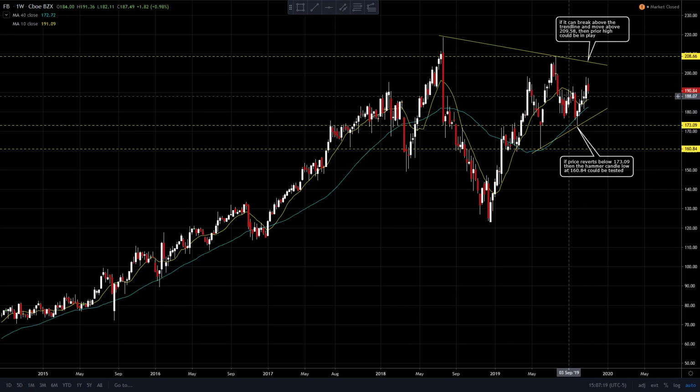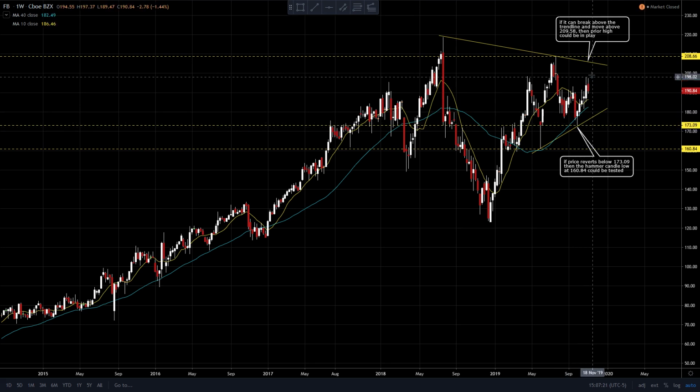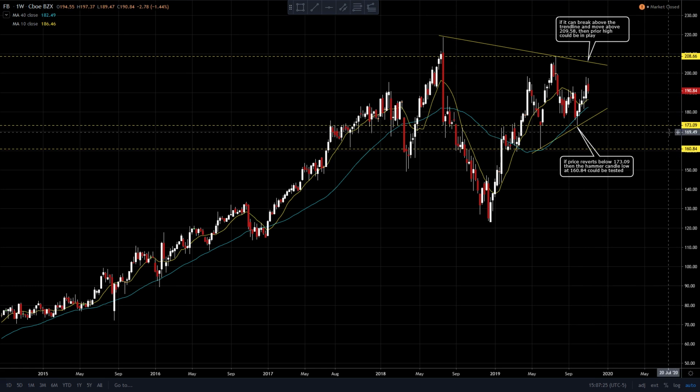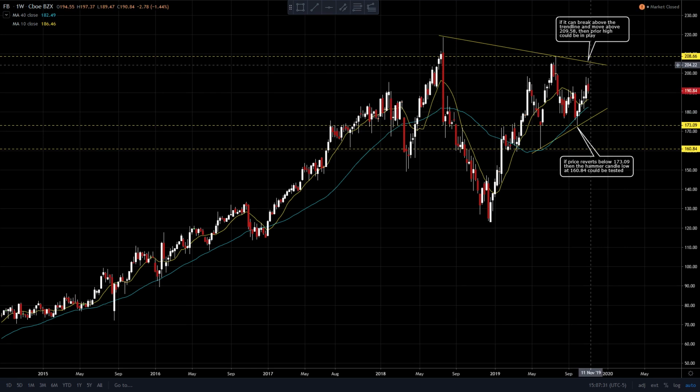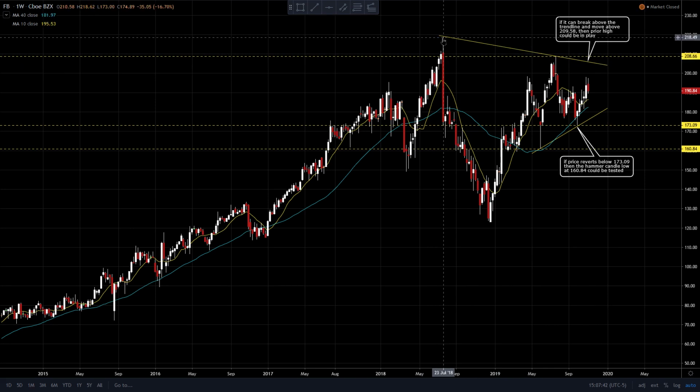Here's Facebook. It seems to try to come back up. Got a bounce off of this trend line near the 173.09 area. Basically saying that if the price could break above this trend line here, then move above the 208.66, then we could see this level up here, the high, could be in play.